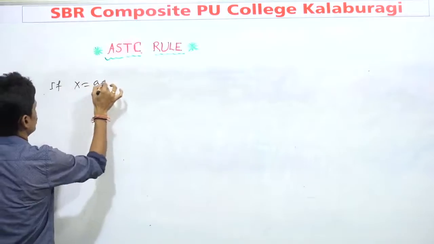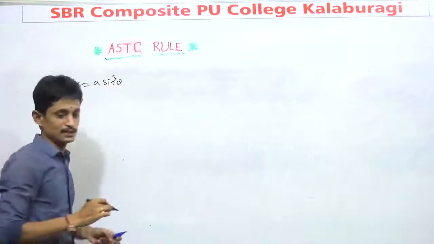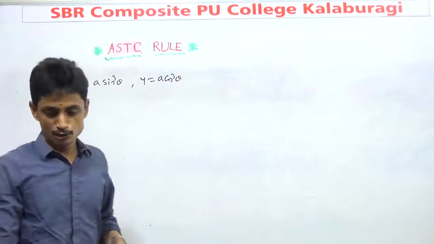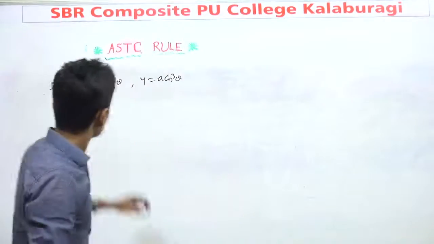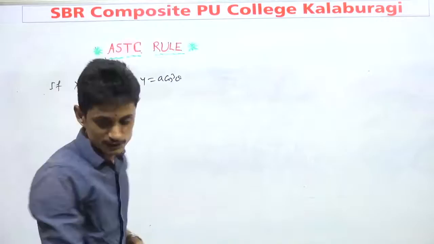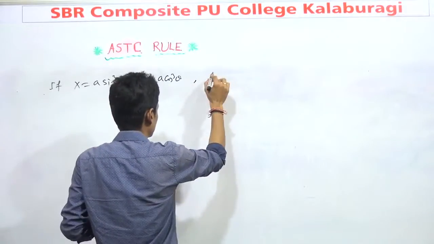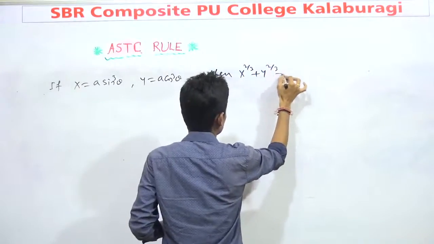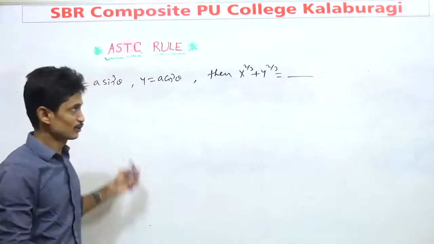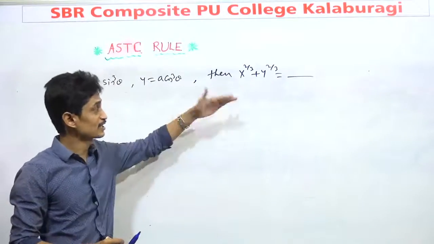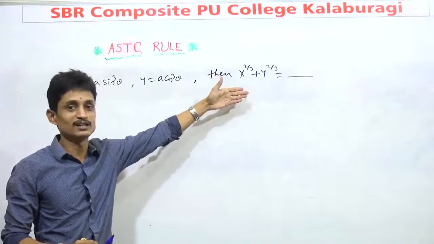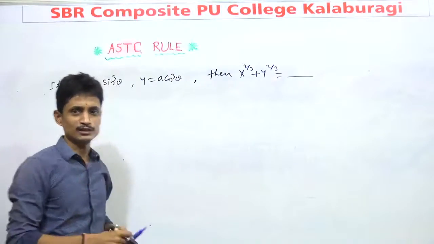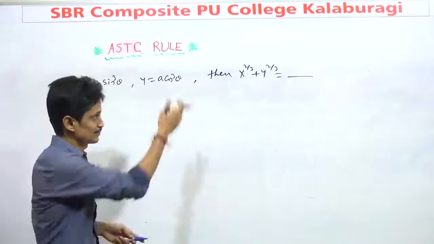If x is equal to a sin cube theta, y is equal to a cos cube theta, then instead of saying show that, I will not give any answer: x power 2 by 3 plus y power 2 by 3 equal to dash. Here we will get 4 options. In JEE Main, the last 5 questions will be numerical type, without any options. The first 20 questions you will get as usual with options. So in the upcoming test I will give you options.